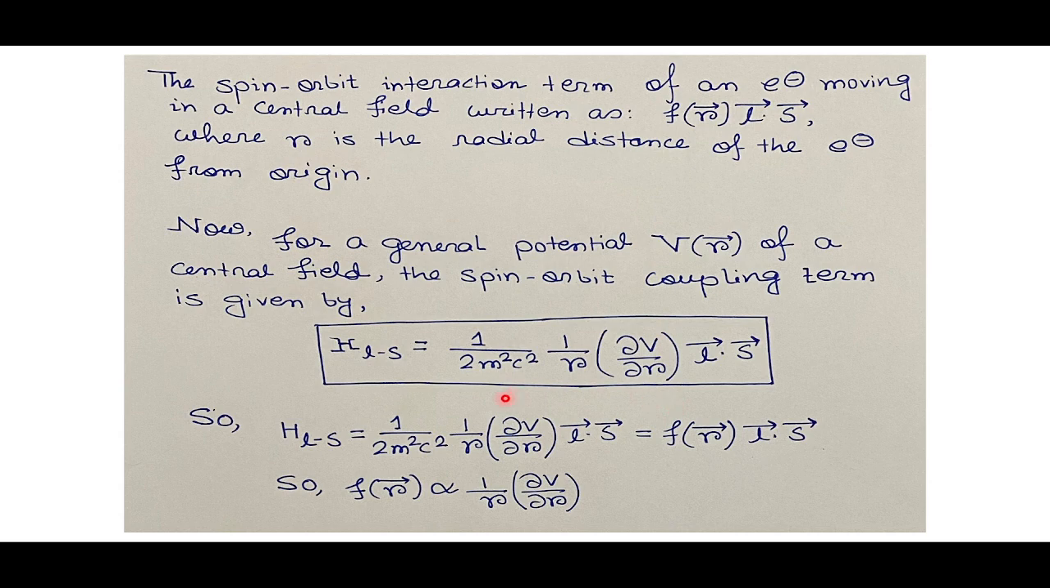Anyway, here are two things. First, you have to remember that for a generalized potential, this LS term in the Hamiltonian will look like this. The spatial dependent part is 1 by r times del V del r. So this part is f(r) in your case. Your f as a function of r is proportional to 1 by r del V(r) del r. You have to remember this first.